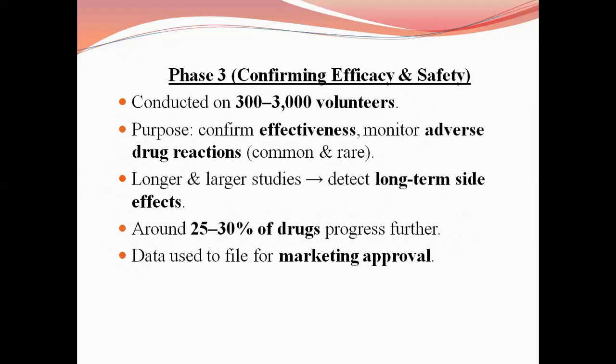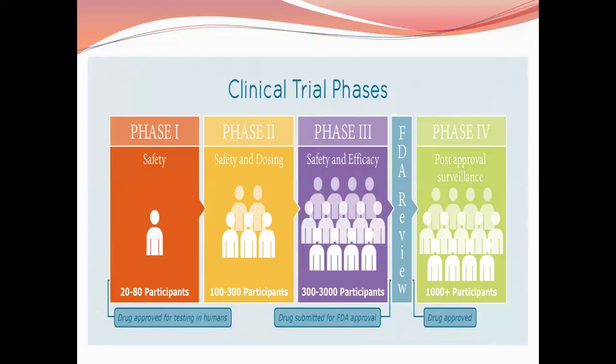Phase 3 is confirming efficacy and safety, conducted on 300 to 3000 volunteers. Purpose: confirm the effectiveness, monitor adverse drug reactions, common and rare. In phase 3, longer and larger studies detect long-term side effects. Around 25 to 30% of drugs progress further, and data is used to file for marketing approval. After phase 3, you can see here phase 1, phase 2, phase 3, FDA review, phase 4. This is the complete process of the clinical trial phases.